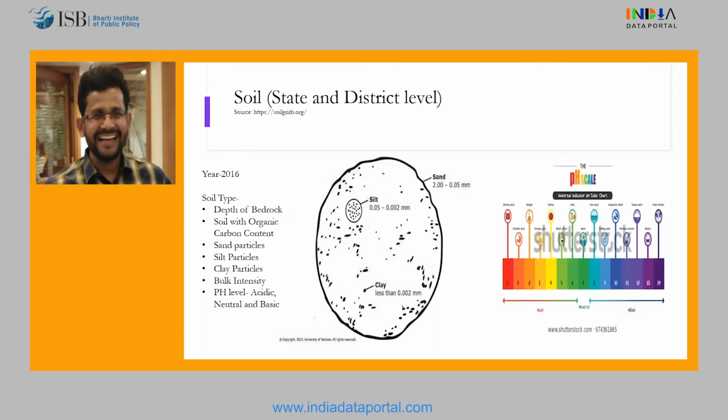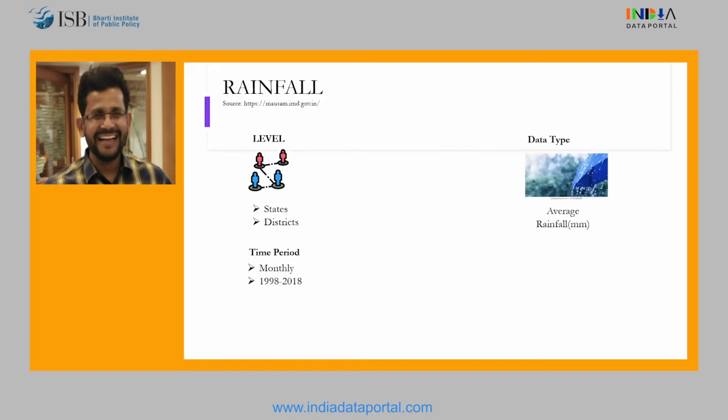Then the next is the soil data. Soil data is a very important feature as far as the whole agriculture production is concerned. So you have the soil pH level, whether the soil has sand particles or silt particles, every feature of the soil characteristics available at the district level. This is very hard work, of course, obtaining the information, and this kind of information is mostly available from the soil section.